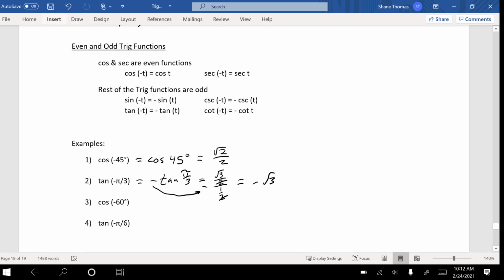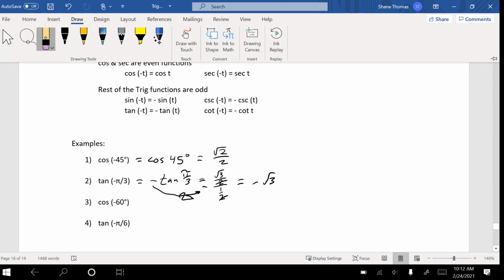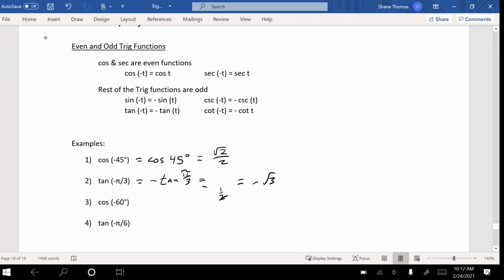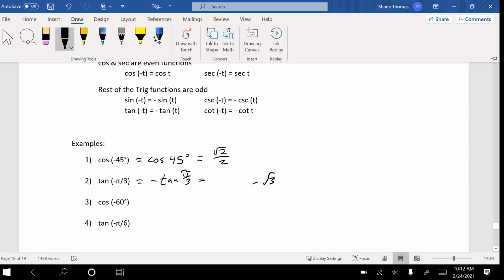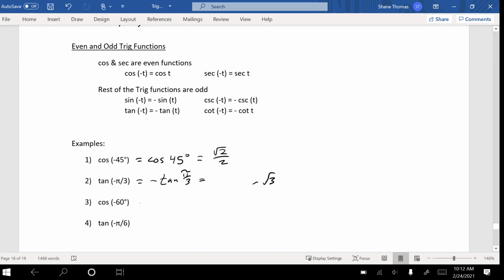All right. Next one. I'm going to erase this so it doesn't fall into the next guy here. Next one, we have the cosine of negative 60. All right. So cosine, even or odd? Even. So my negative sign is essentially nothing, right? So this is going to be the same as the cosine of 60 degrees. Looking at the unit circle, what's the cosine of 60 degrees going to be? What do you got? Half. Correct.